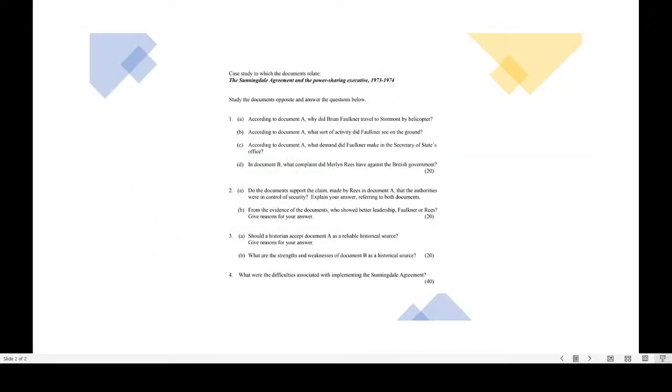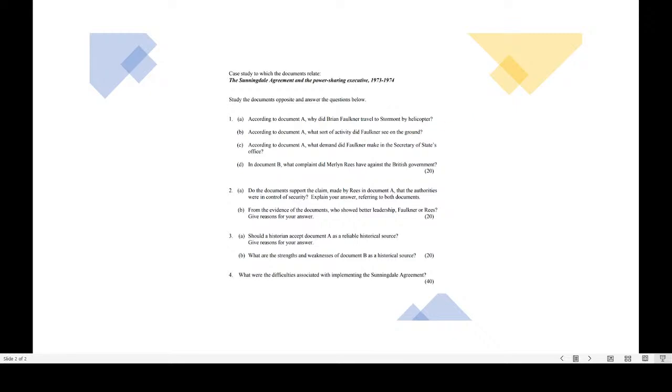So this is what your documents-based questions will look like. This is taken from 2010, the Sunningdale Agreement. And what you can see, we have our 4 different sections here. So firstly, we have our comprehension questions in number 1. They're our easiest questions. I'm going to go through that in a lot more detail now.